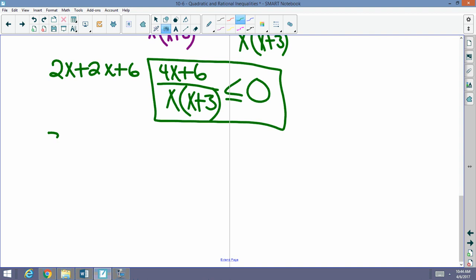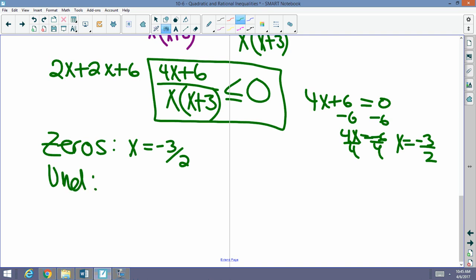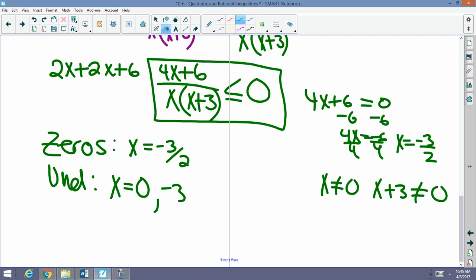So let's continue. What are my zeros, gentlemen? Negative 3/2. X equals negative 3/2, right? Because you go 4x plus 6 equals 0, subtract 6, 4x equals negative 6, divided by 4, x equals negative 3/2. And then what are my restrictions or my undefineds? X cannot equal 0 or negative 3. Remember, the denominator must be set not equal to 0. Okay? Is everyone with me?